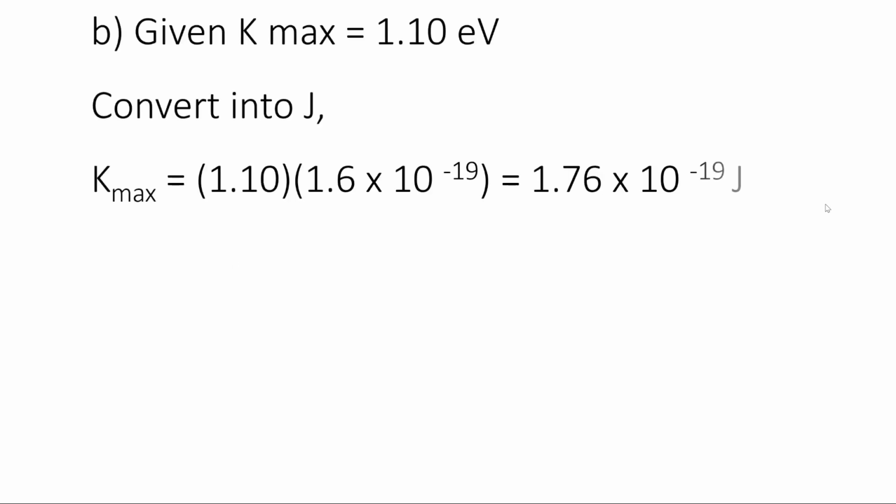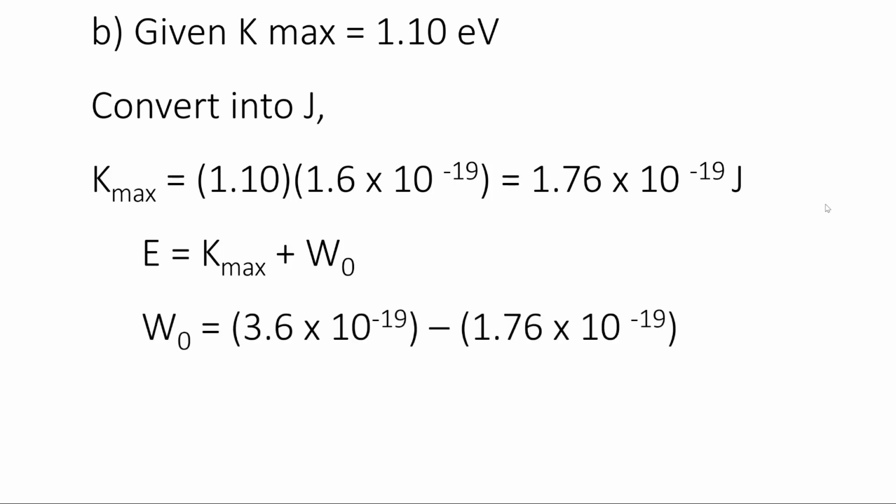For question B, the Kmax given is 1.1 electron volt. Again, we need to convert it into joule, and the answer is 1.76 times 10 to the power of negative 19 joule. We are going to use Einstein's photoelectric equation to find the work function. You can get the energy of the photon in question A and minus the converted Kmax just now. Thus, the final answer is 1.84 times 10 to the power of negative 19 joule. That's all for chapter 9.